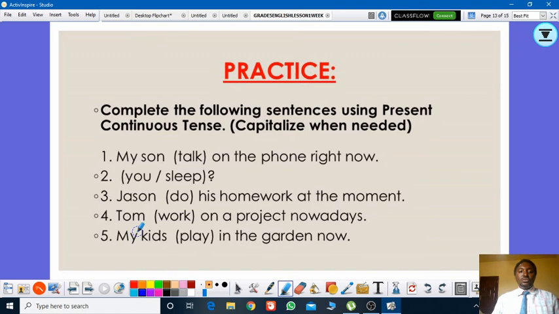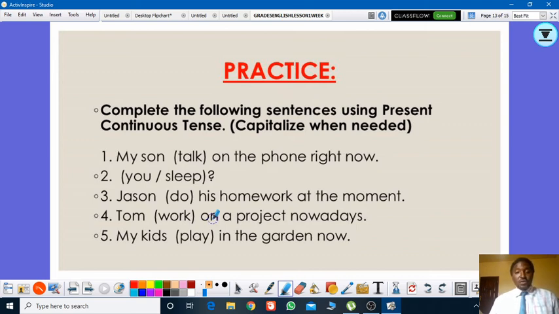Number 4, Tom is working on a project nowadays. Number 5, my kids are playing in the garden now. So those are a few examples that I have given you.